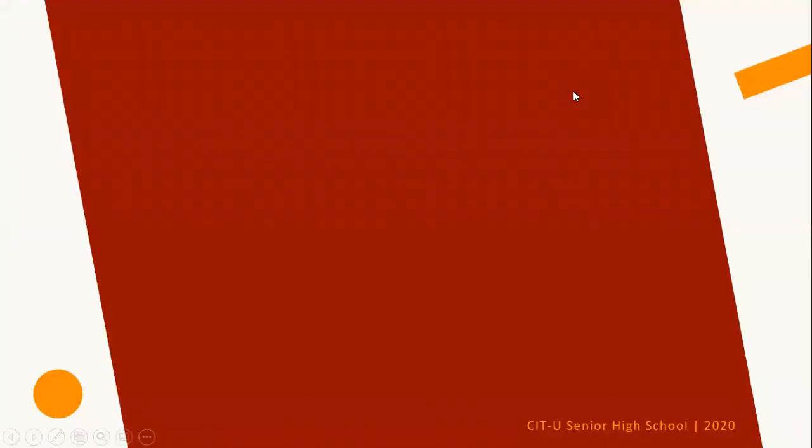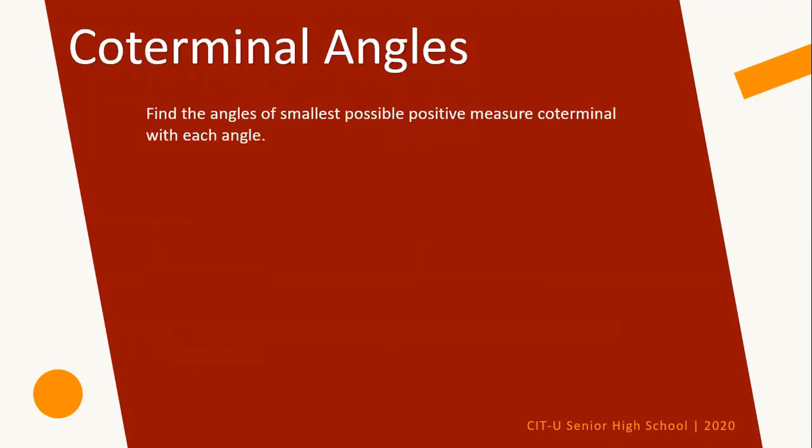Let's have some exercises. Find the angles of smallest possible positive measure coterminal with each angle. Again, we just have to find the smallest positive coterminal angle of the given angles. So we have 1115 and negative 187.